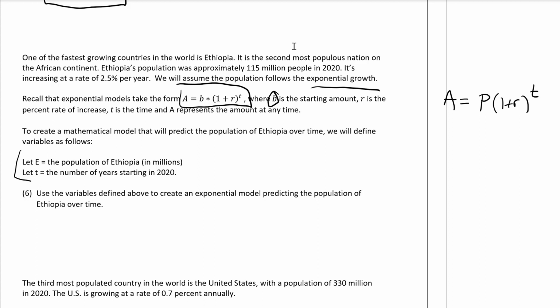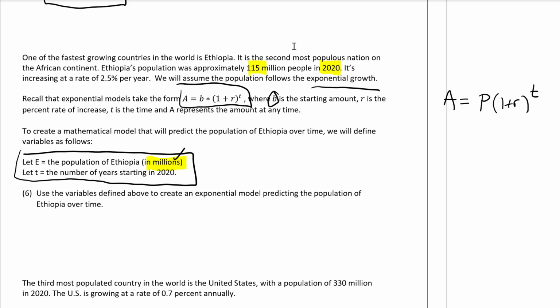So here we're going to create a mathematical model for how the population will grow in Ethiopia over time, where we're going to say E would be the population. Notice we're not going to write numbers in expanded form. We're just going to use millions. Let me highlight this. And the number of years is going to be counted not from the beginning of time, it's going to be counted from the year 2020. The initial information for which is provided to us. We know the population at that time.